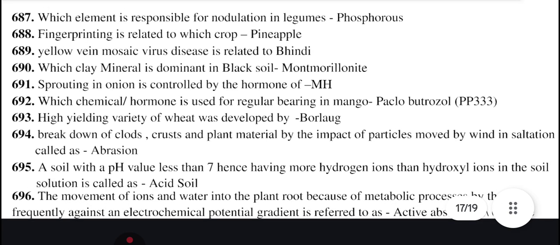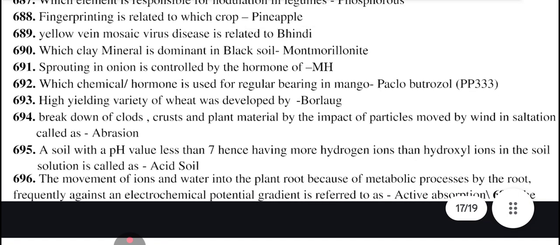Breakdown of clods, crust and plant material by the impact of particles moved by wind in saltation is called abrasion. Soil with pH value less than 7, hence having more hydrogen ions than hydroxyl ions in the soil solution, is called acid soil. Movement of ions and water into the plant root because of metabolic process by the root, frequently against an electrochemical potential gradient, is active absorption.